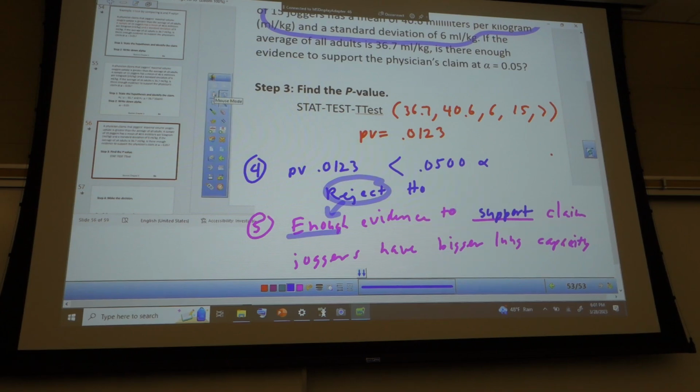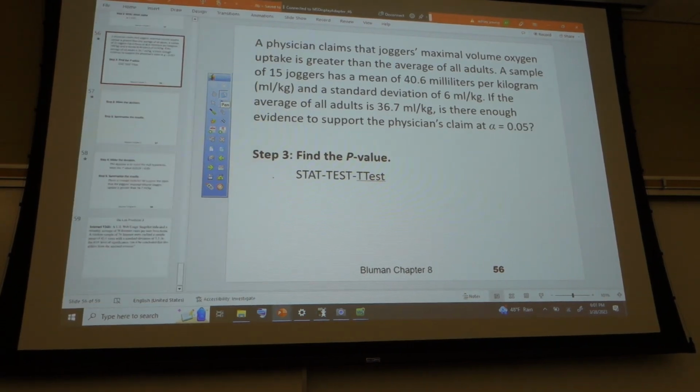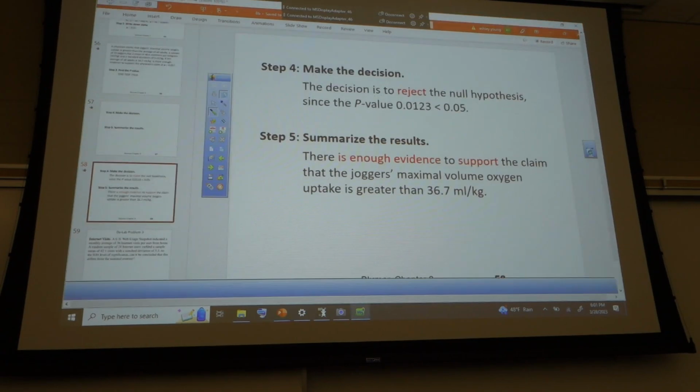Okay, everyone feeling okay with this? Ready to do one of your own? Here it is a little prettier. You want that? Do lab problem number 3.